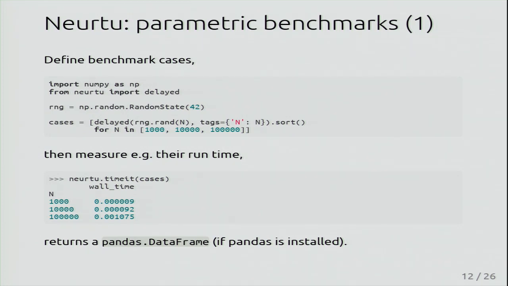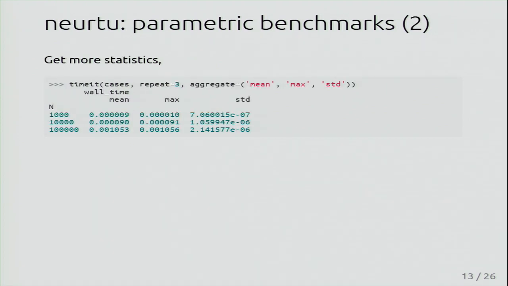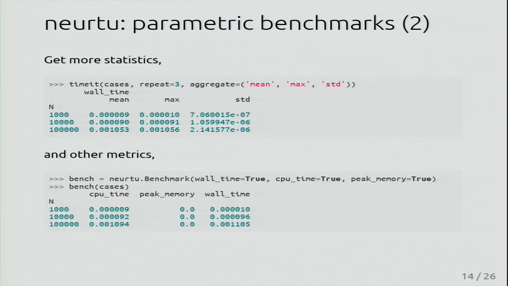In the same way, if we want to get some statistics, we can just pass a few more parameters. So we'll get again a data frame with more information about it. Here it's aggregated by mean, max, and standard deviation. Or for instance, we can benchmark different metrics such as wall time, CPU time, and peak memory. And again, we will get a data frame.